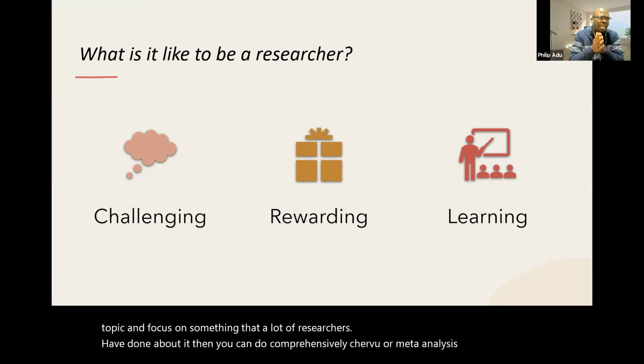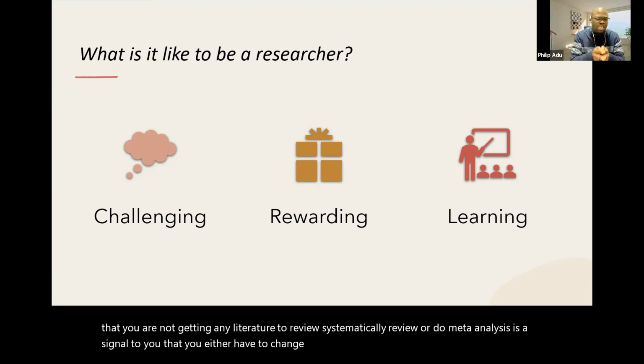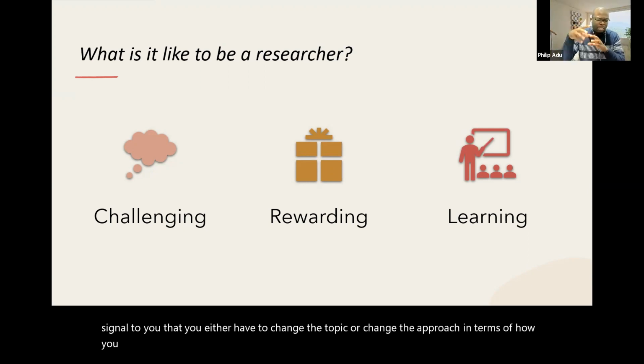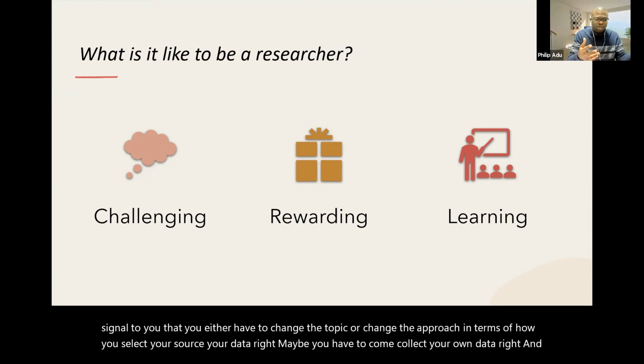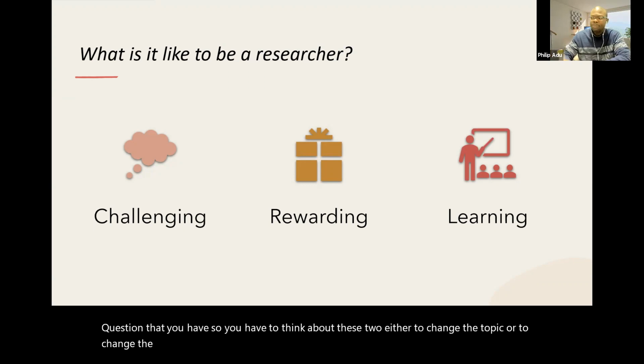But if you realize that you are not getting any literature to review systematically, or do a meta-analysis, it's a signal to you that you either have to change the topic or change the approach in terms of how you select or source your data, right? Maybe you have to collect your own data, right? And analyze and use it to address your research question. So you have to think about these two: either change the topic or change the data collection strategy.